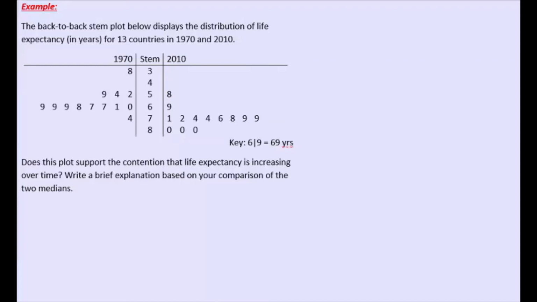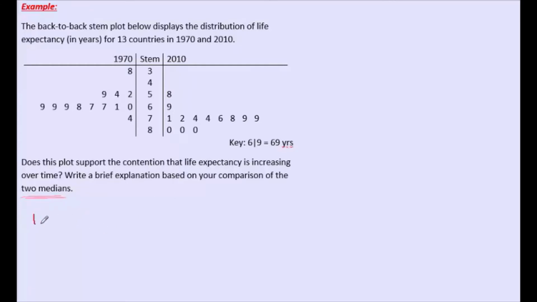This question is asking us to compare some back-to-back stem plots, but all it's doing is saying, can you support a contention based on the two medians? Which means we don't have to worry about the three ways we compare.